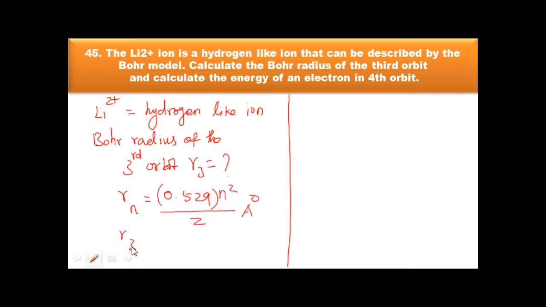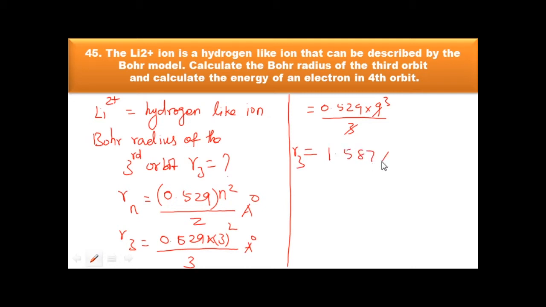So R3 equal to 0.529 multiplied with 3 square divided by, what is the atomic number of lithium? 3 Angstrom. So 0.529 into 9 divided by 3. What is the R3 equal to? 1.587 Angstrom.